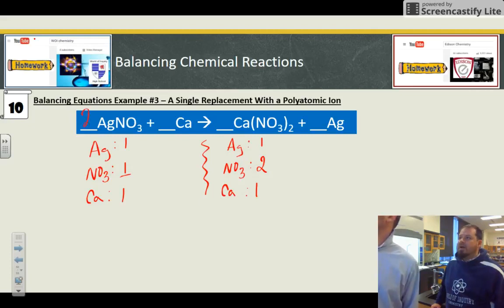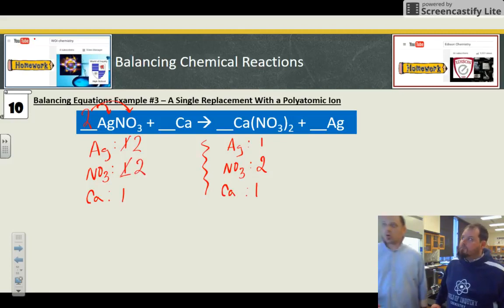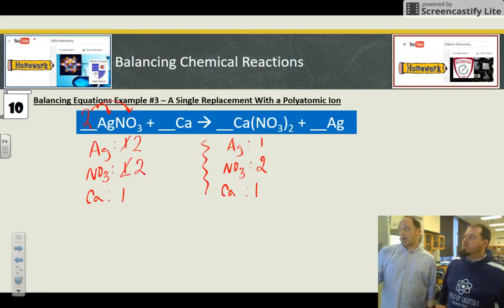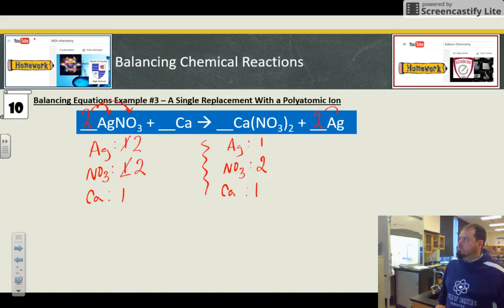I need to multiply the 1 by the 2, redistribute, and recount, because now I just changed 2 things. Okay, good. So NO3s are balanced, but Ags are now out of whack. But that's not so hard for me to deal with, because all I got to do is put a 2 up there, changes that Ag to 2, and we're done. Check, check, check. They all equal, so this is balanced.